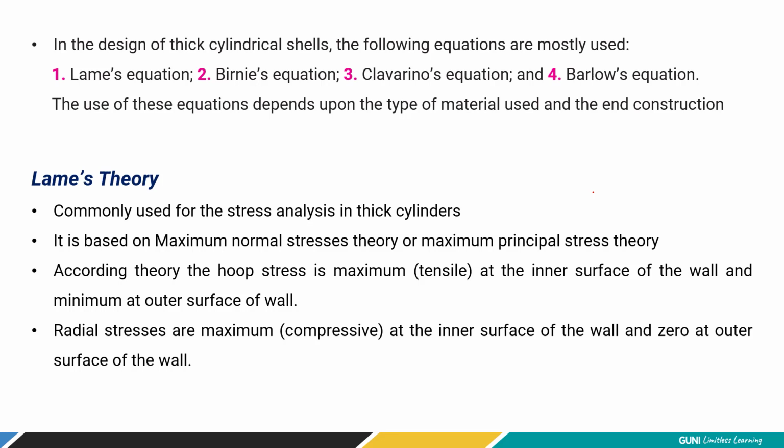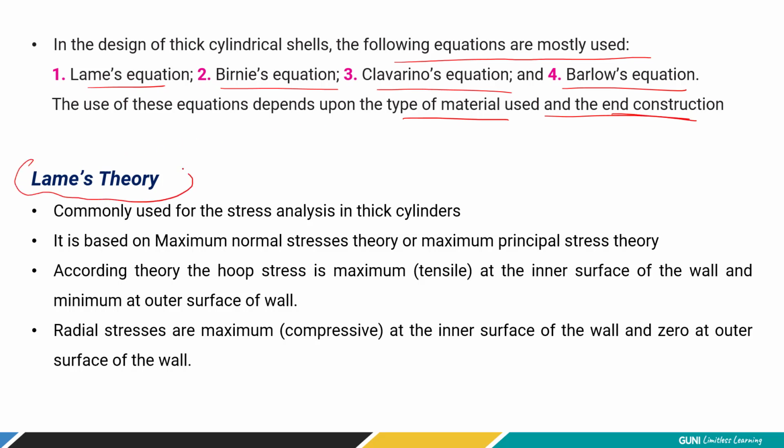In the design of a thick cylinder shell, the following equations are basically used. One is Lame's equations, second is Bernoulli's equations, third is Clapeyron's equations, and fourth is Barlow's equations. The use of these theories depends on the type of material used to produce the pressure vessels. It also depends on end conditions. We are going to cover Lame's theory. Now let's discuss the specific things about Lame's theory.